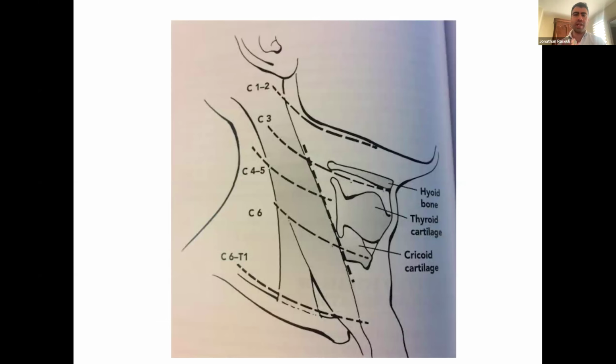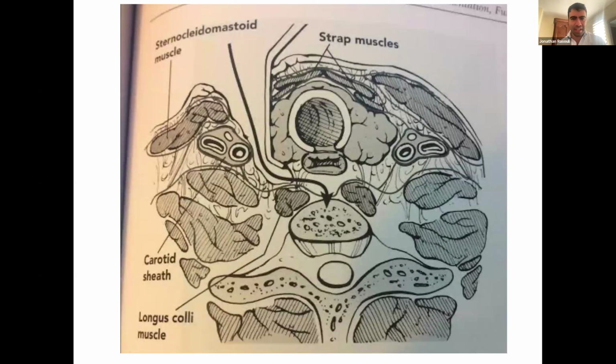One superior, one inferior. So the superior skin crease is C34, C45. The inferior crease is C56, C67. That's usually, and that works almost 99% of the time. Remember, our surgical plane is medial to the sternocleidomastoid and the carotid and IJV and vagus and longus coli, and lateral to the strap muscles, the trachea, the esophagus.